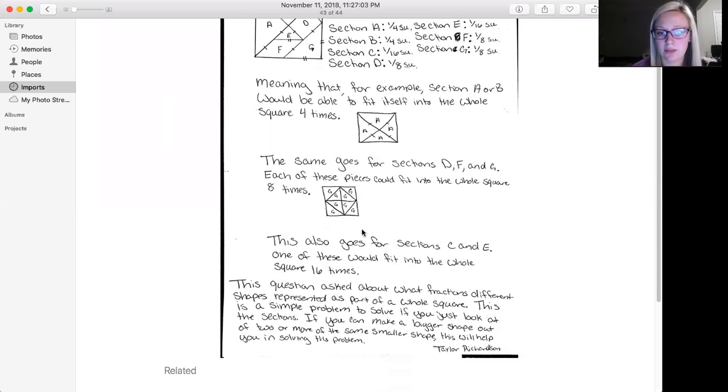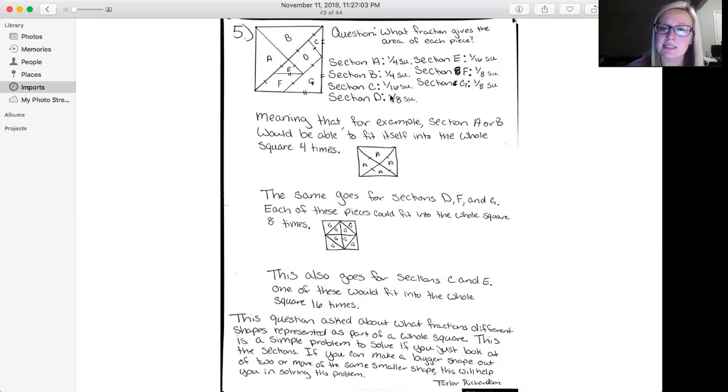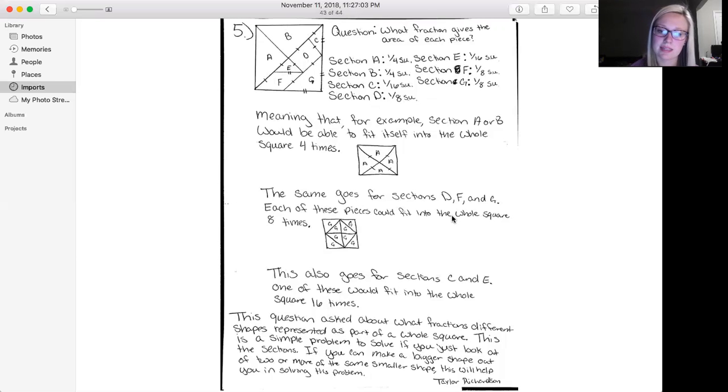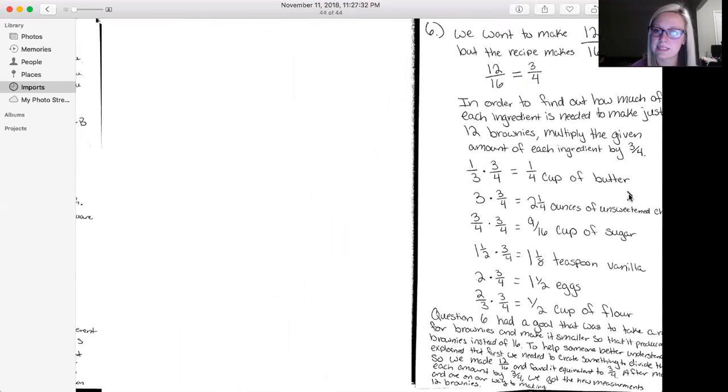And so we know that since sections D, F, and G, they represent 1/8. And we know that because here's section D, and we know that it can fit in this whole square 8 times. And the same goes for section F and section G. And then the same for 1/16.